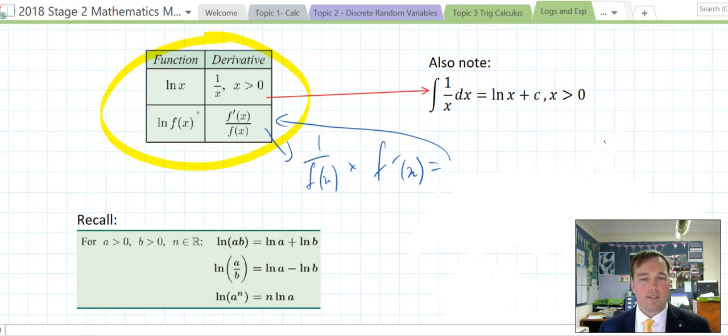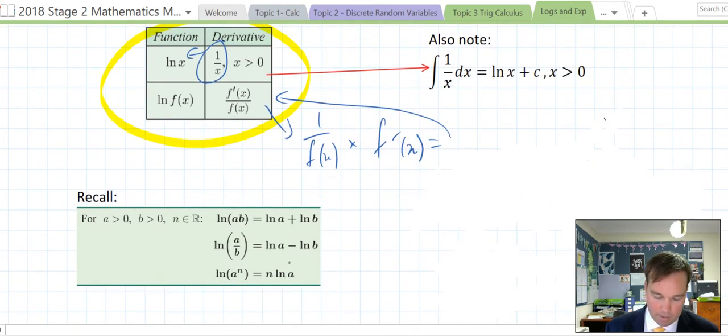Also note, this logic works backwards as well. So we know that we can go from 1 on x back to ln x by integrating. So the integral of 1 on x dx is equal to ln x plus c for x greater than 0. Now, I put a recall the log laws down there because we'll need them in a second.